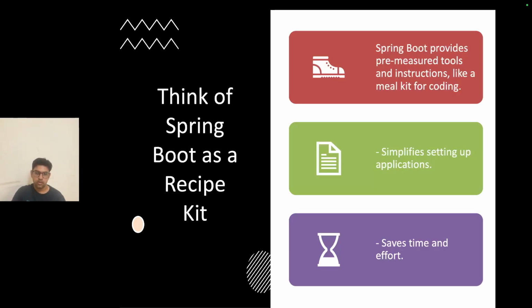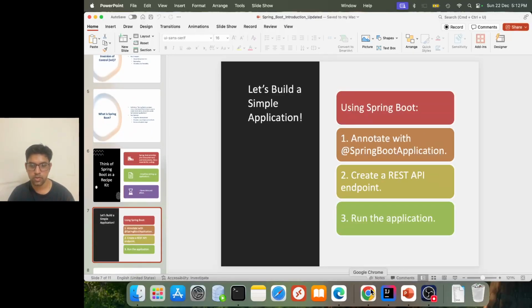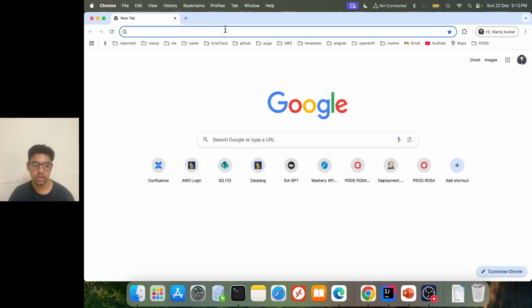Let's build a simple application. To build an application we need to use the Spring Boot annotation. Whenever we write a main method, the main class should be annotated with @SpringBootApplication, so your framework knows this is a Spring Boot application, and then we create a REST API endpoint and run the application. So first, let's go to the browser and open the Spring Initializr.